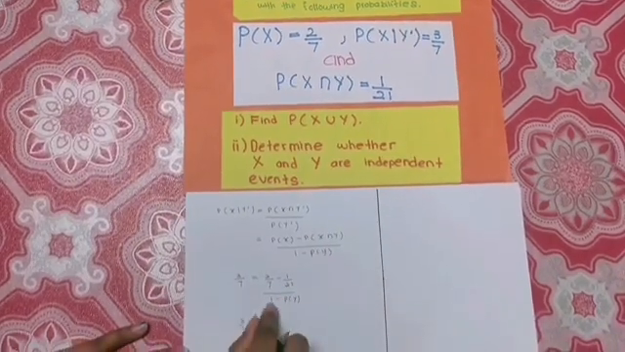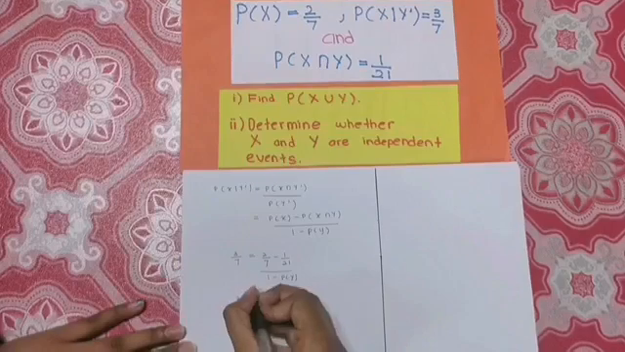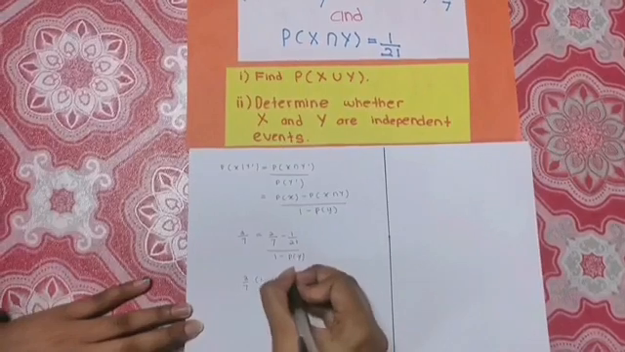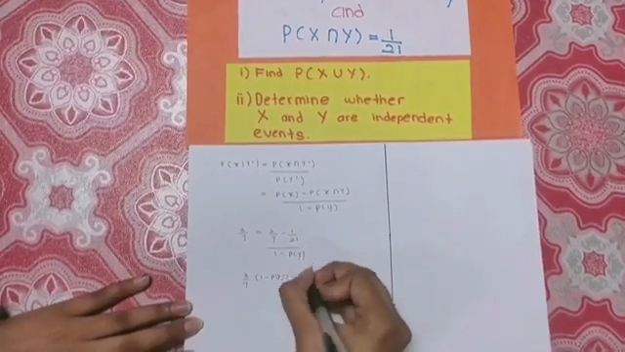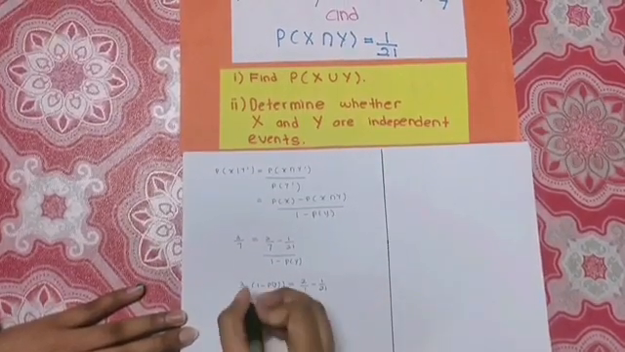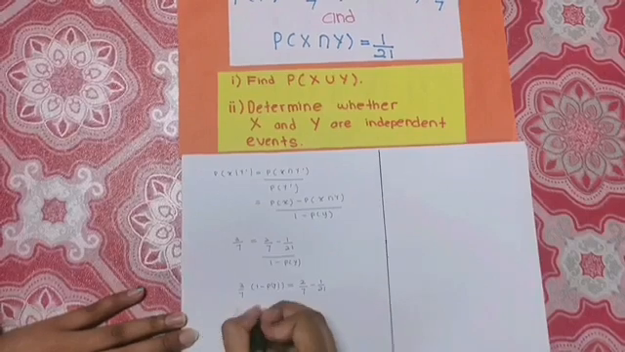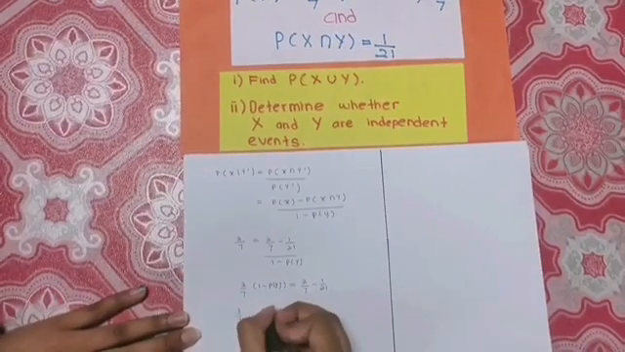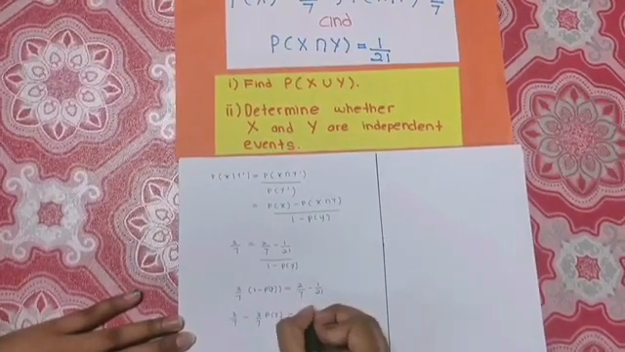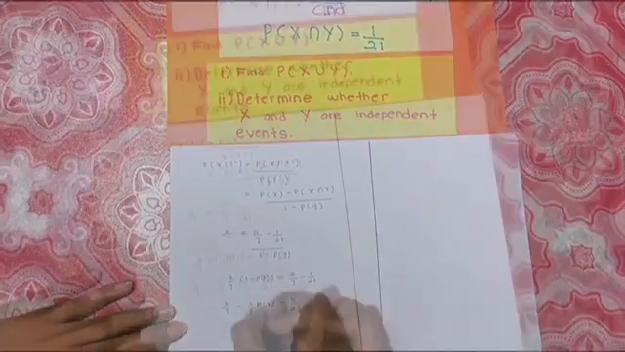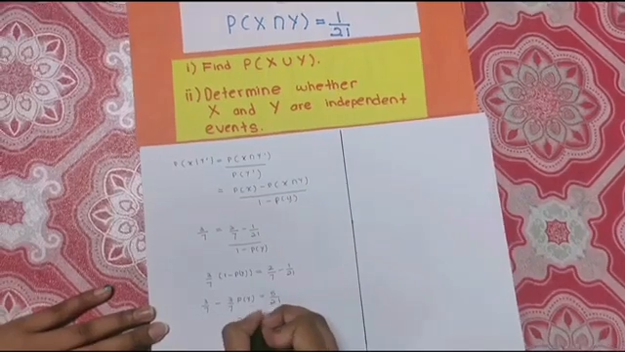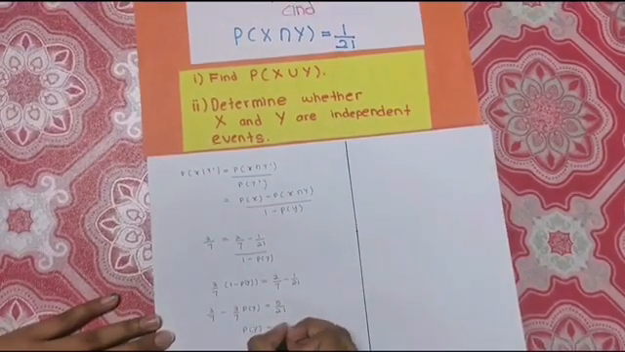We need to bring this division here, times 1 minus probability of y, equals 2 over 7 minus 1 over 21. Now it will become, when we multiply, 3 over 7 minus 3 over 7 probability of y equals 5 over 21. After we solve, we will get probability of y as 4 over 9.